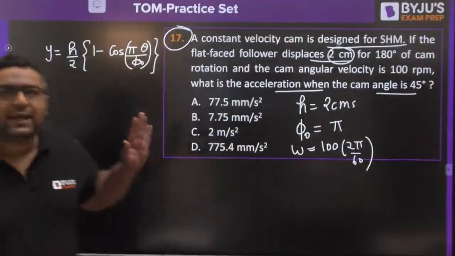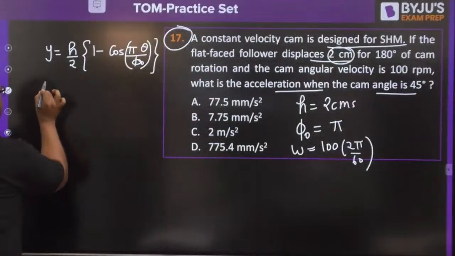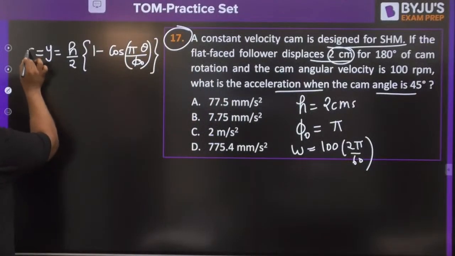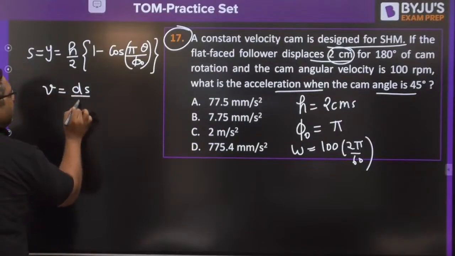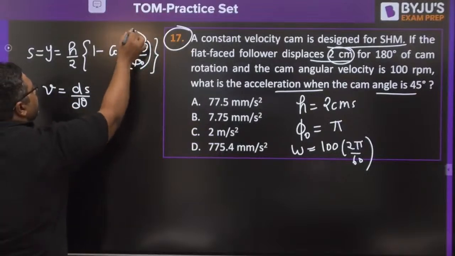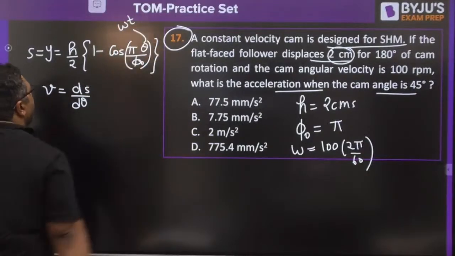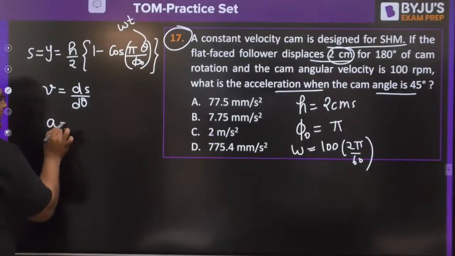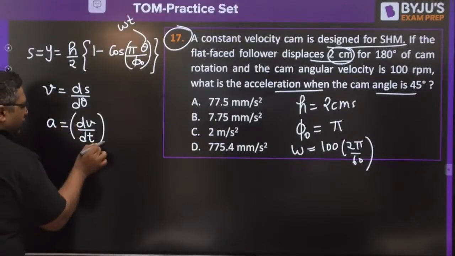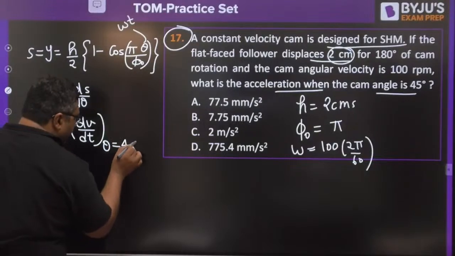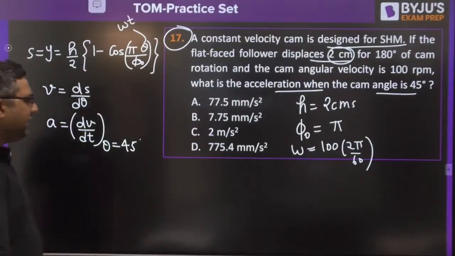My dear, these are the expressions for displacement. You can find out velocity as ds by dt. You can also make this theta as omega t. And you can find out the acceleration as dv by dt. You just need to put the value of theta to be 45 degree there. Solve it and give me the answer.